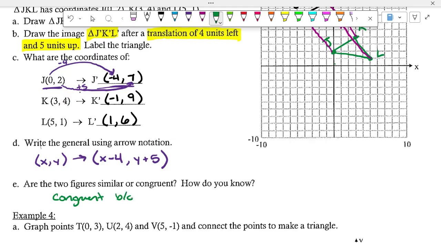Right, because we only shifted the points in a certain direction. So in other words, we didn't change or dilate the points at all. We didn't multiply or divide anything to it. All we did was move it in a specific direction.